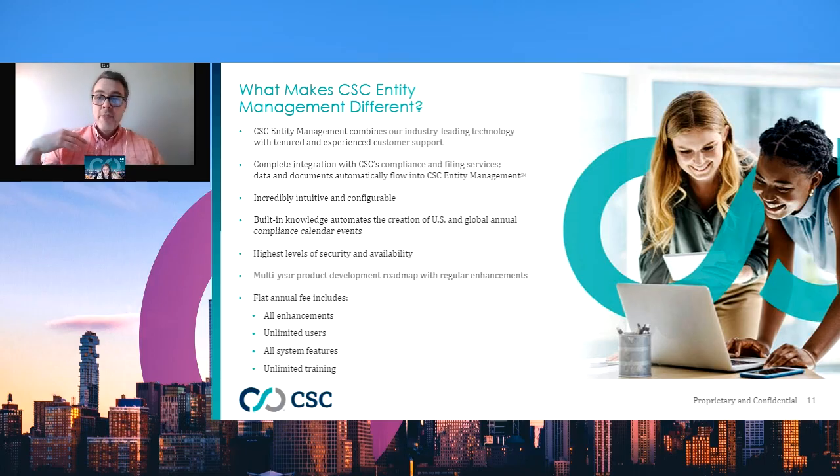So entities flowing into the system, documents flowing in from transactions and filings, calendar events being updated dynamically by virtue of intelligence in the system. And so it's not some sort of blank slate where you've got to capture everything. Instead, you've got this clean, vetted set of data that updates dynamically when you're partnering with CSE, and you can easily build on top of that.